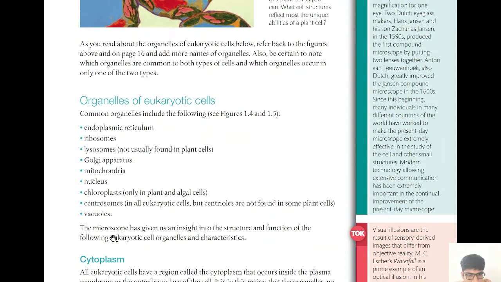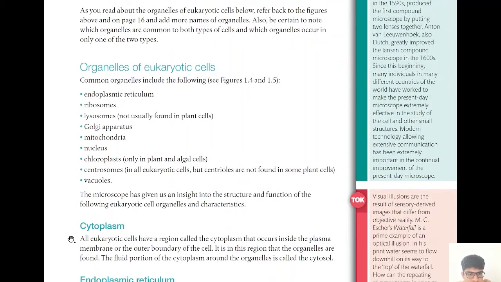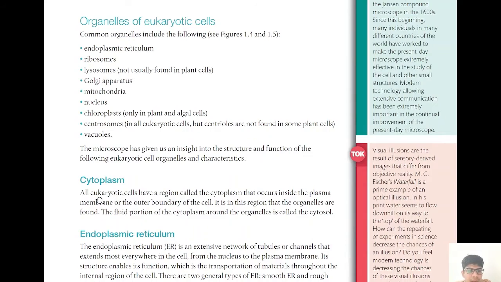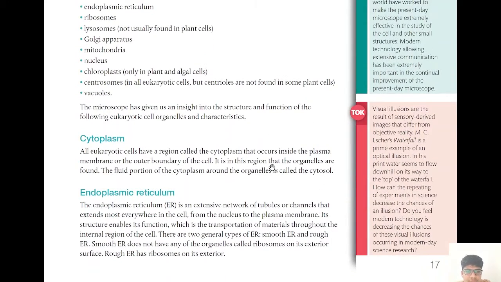The microscope has given us an insight into the structure and function of the following eukaryotic cell organelles and characteristics. Now, cytoplasm: all eukaryotic cells have a region called cytoplasm that occurs inside the plasma membrane, or the outer boundary of the cell. It is in this region that the organelles are found. These are found only in the cytoplasm, and the fluid portion of the cytoplasm around the organelles is called the cytosol.